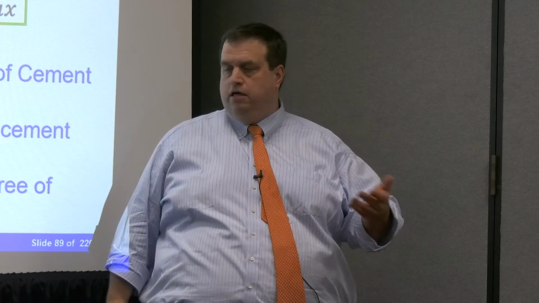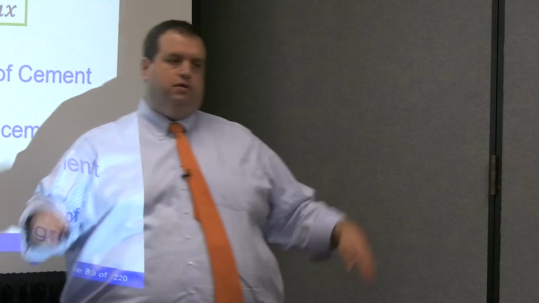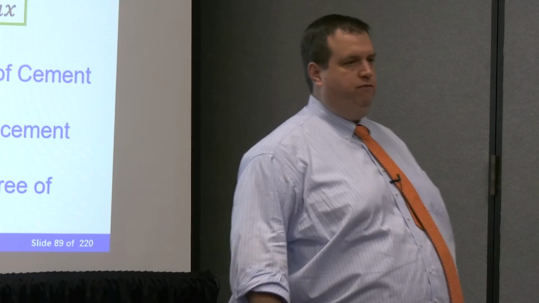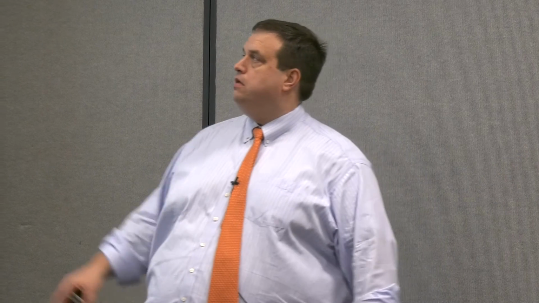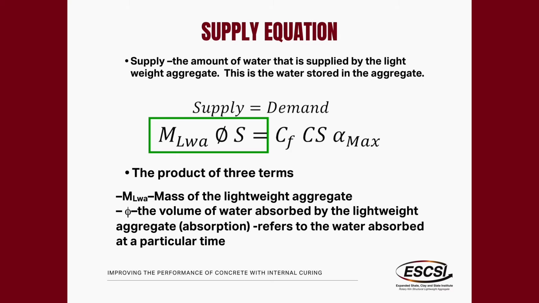All right, so we do this calculation that says this is the demand of the overall system. Now, I've been saying 7. The actual technical average is 6.4. 6.4 and 7 in the field are the exact same number. Okay? The supply is the mass of the lightweight aggregate times the porosity of the lightweight aggregate times the saturation factor. That's all it is. It's how much aggregate you have, the porosity of the aggregate, and the saturation factor.